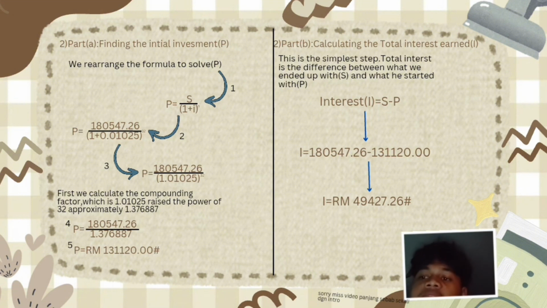P stands for principal, the initial investment. i is the periodic interest rate. N is the total number of periods. So first, let's establish the given variables for the scenario.